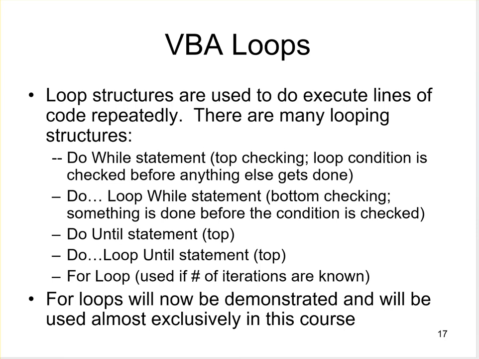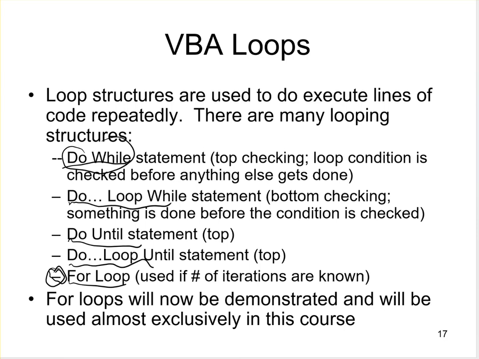Now, there are many loops in VBA. There are do-while loops, do-loop-while, do-until, do-loop-until, for loops. These are all ways of executing a line of code a certain number of times. So, for example, with a do-while loop, you can execute a line of code as long as one condition is met, say a value is less than or equal to another value. But mostly, in say 95% of the programs you're going to see in this course, I use for loops.